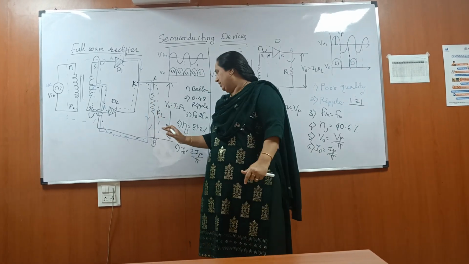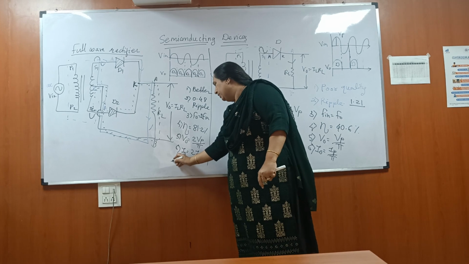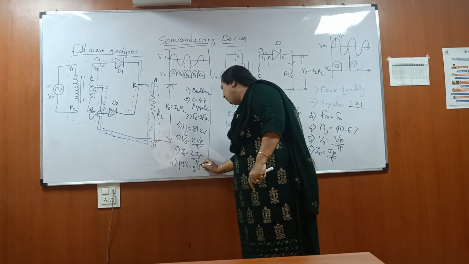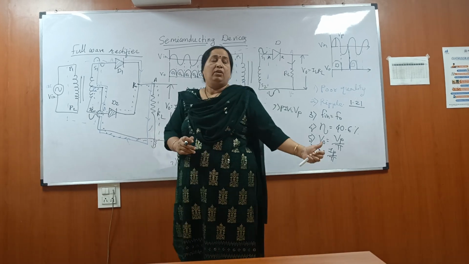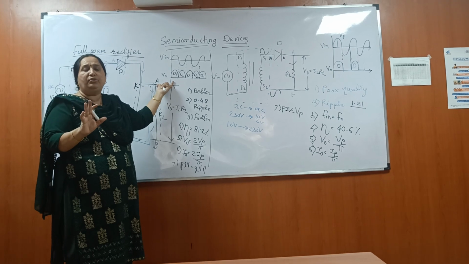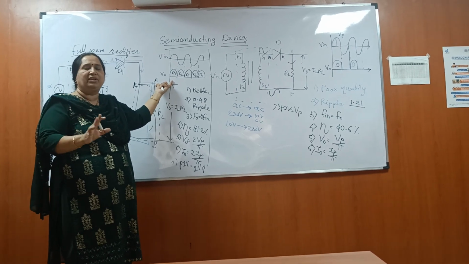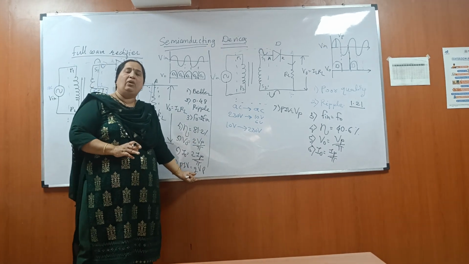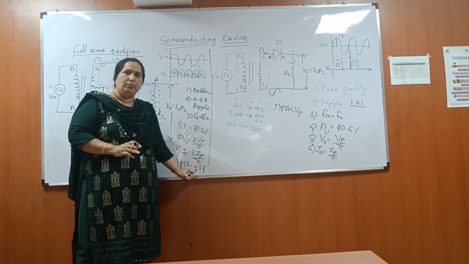Now in this case, the peak inverse voltage is 2 times Vp. Means for this voltage, the diode should remain off. It should not get damaged in reverse bias. So the cost of these two diodes is more because the peak inverse voltage is more.